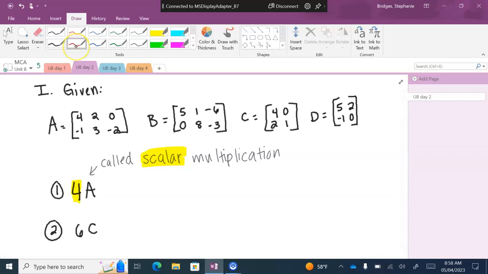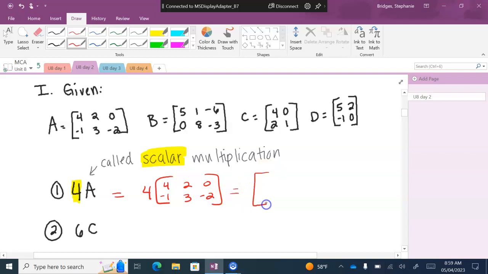And this is even easier than adding and subtracting. What do you think a 4 in front of A means? You multiply everything in A by 4. You don't have to write it all out like I am. I'm just kind of showing you my work for the first one. But it's just literally taking and distributing that 4 to every element to rewrite a new matrix, which gives me 16, 8, 0, -4, 12, -8.